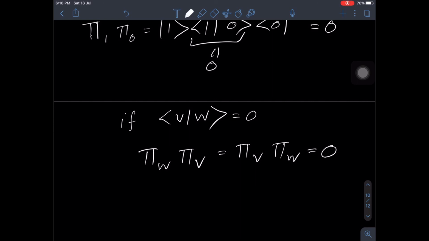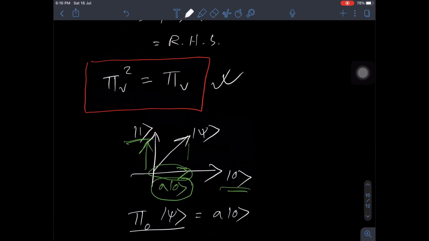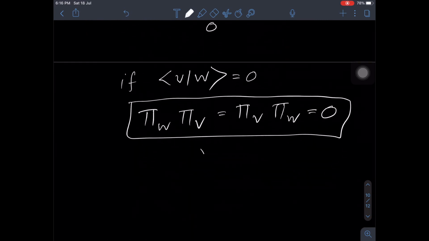All right, so these are the two properties that we have to keep in mind, this one and this one, and we will use them in many applications of quantum computing.